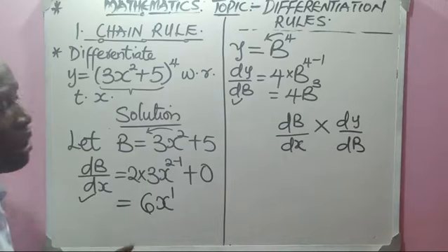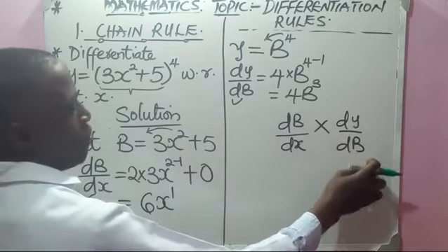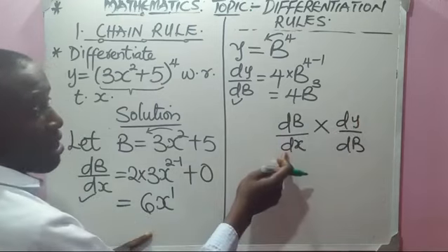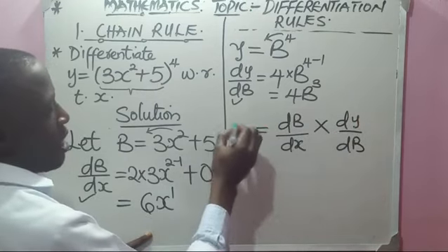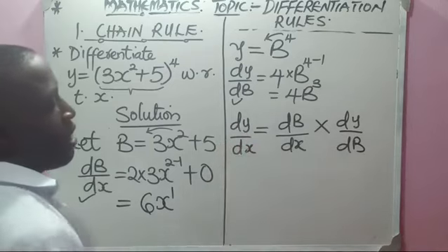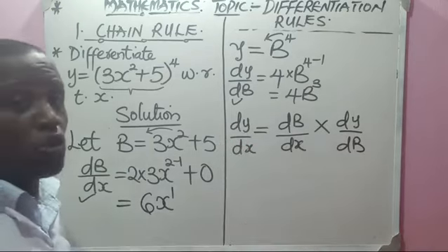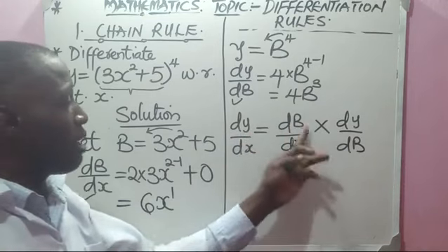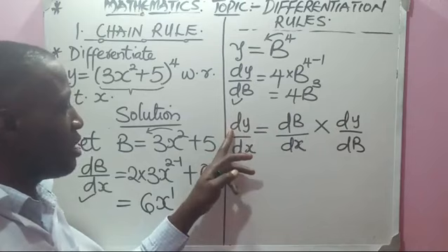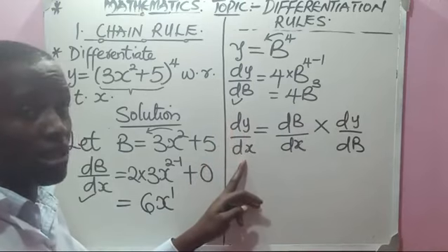And after chaining them, check. db cancels db. What is remaining? dy over dx. Is it not so? So that is why here we have dy over dx. And because by the time they cancel out, you don't need to strike them, just leave them like that. By the time they cancel out, you'll be having dy dx left. That's why you see in this place dy over dx.